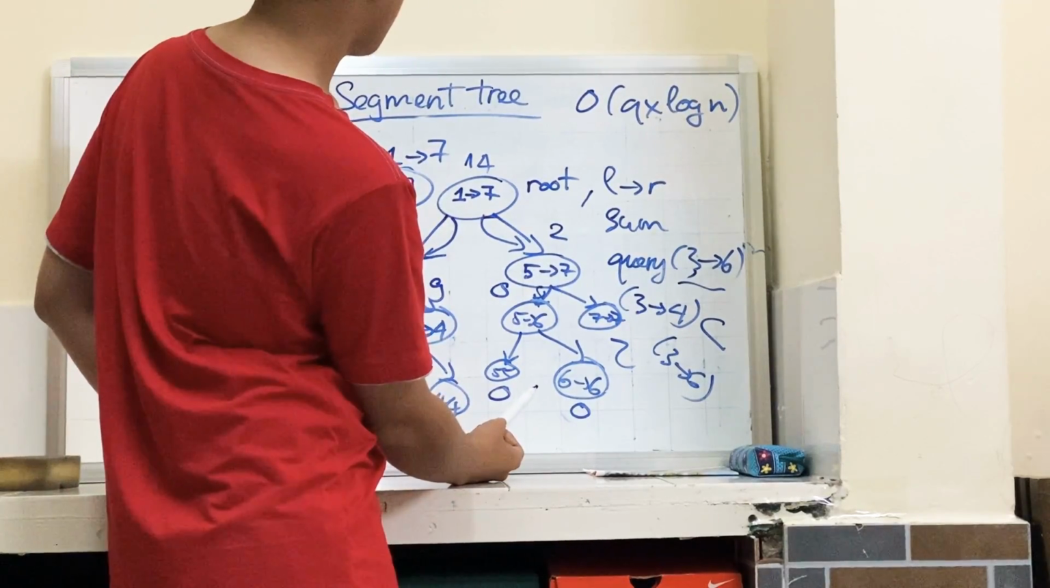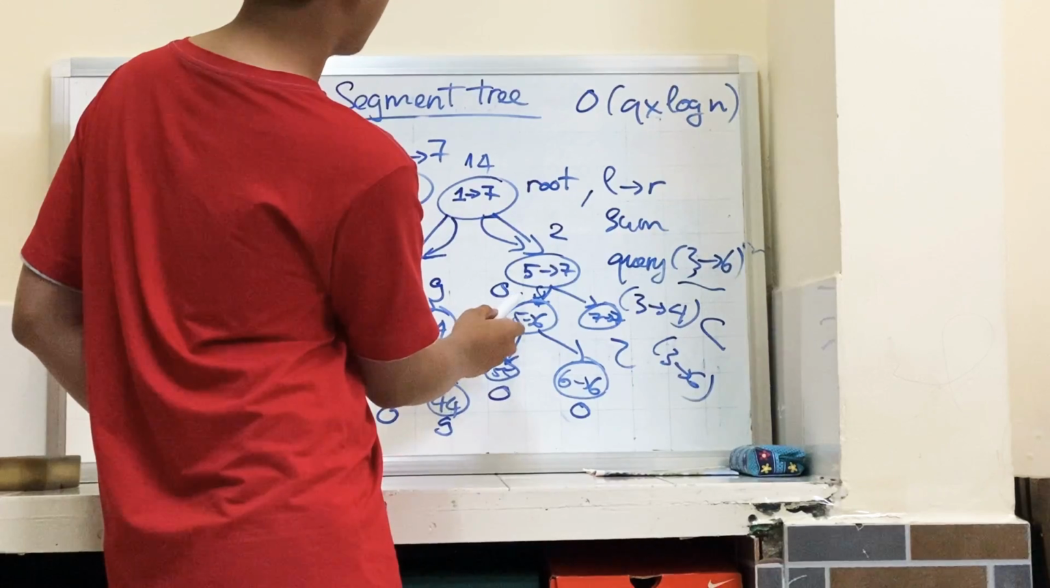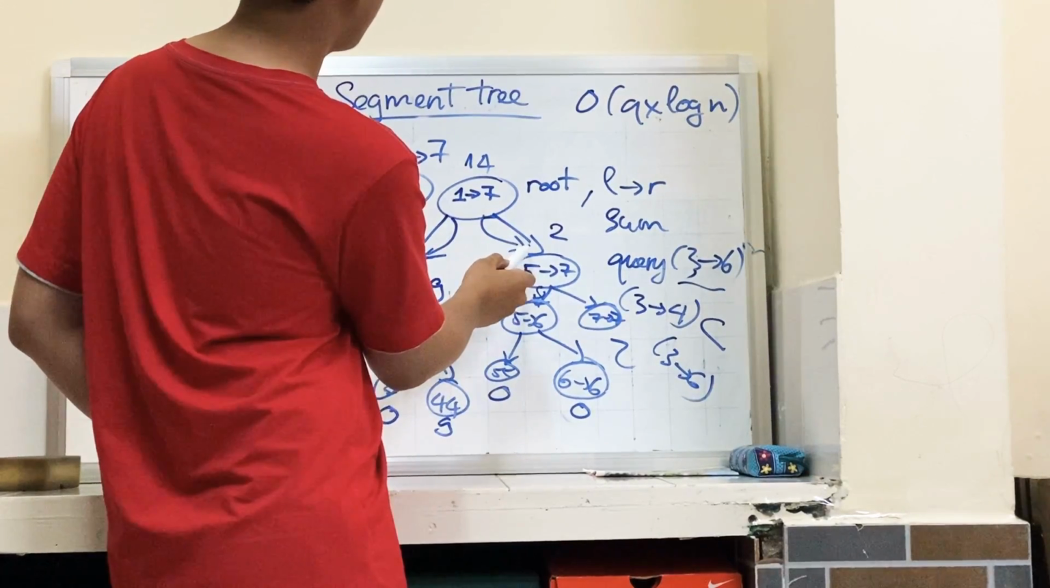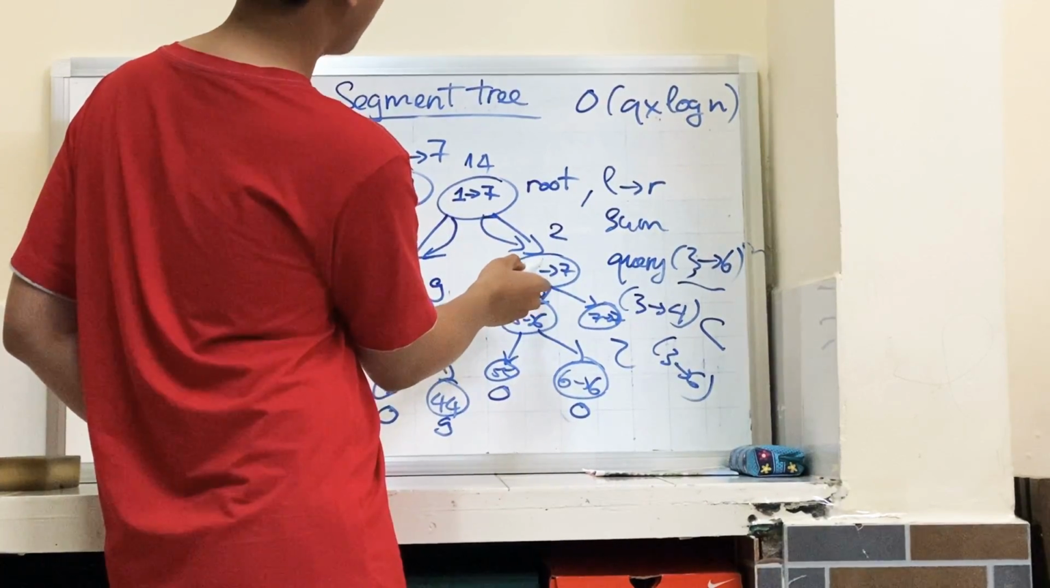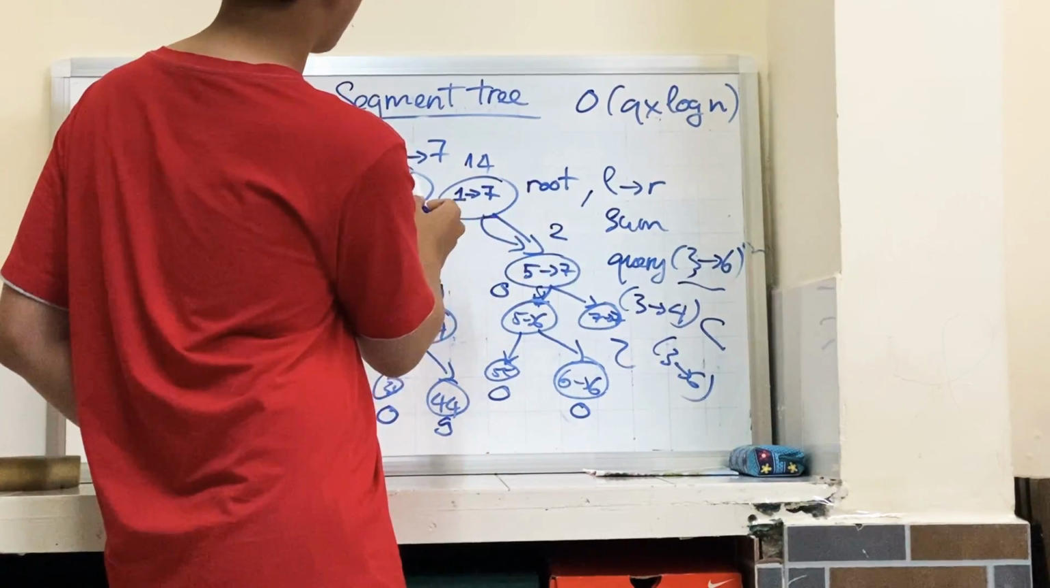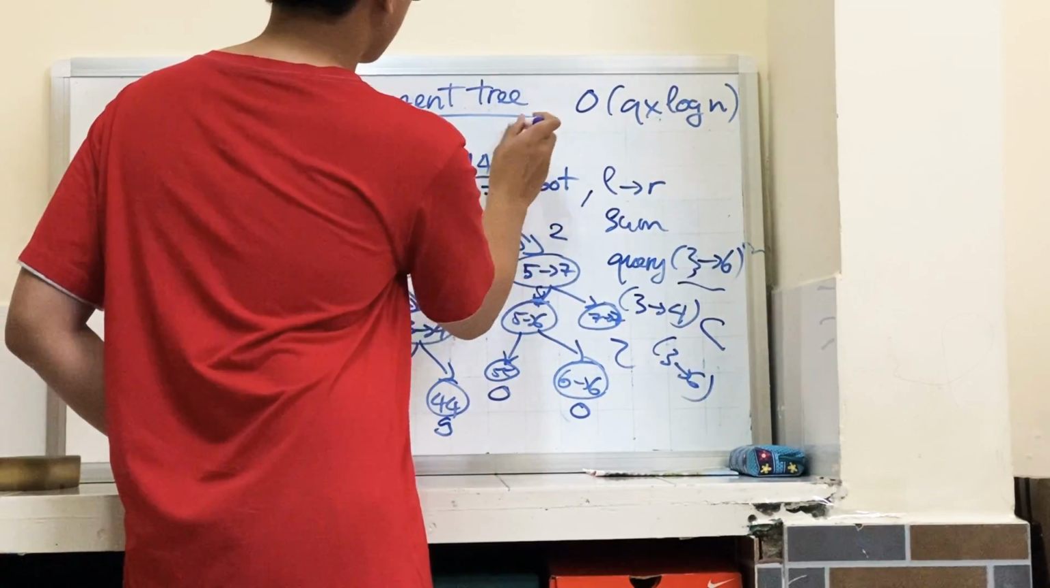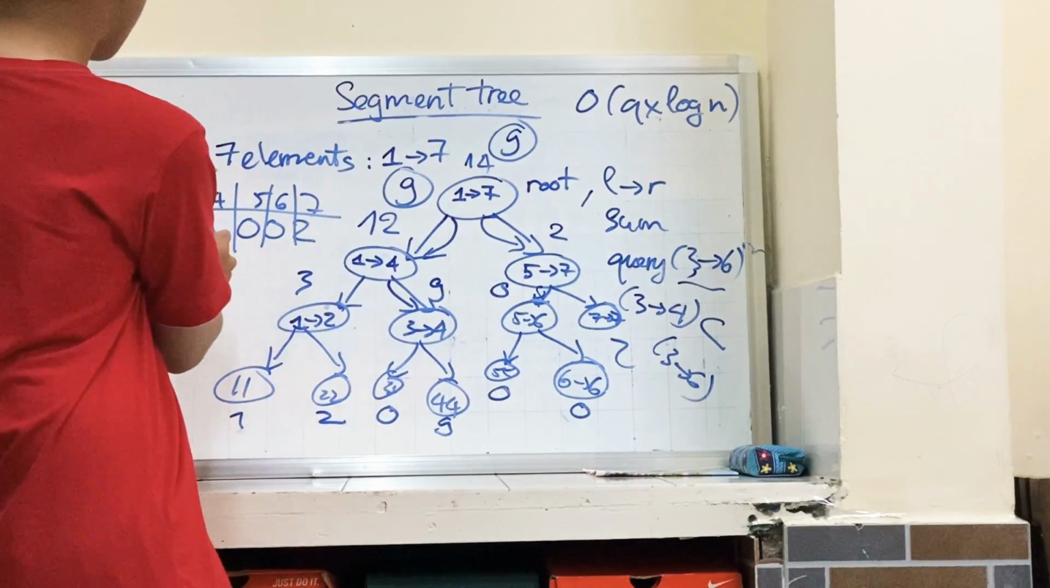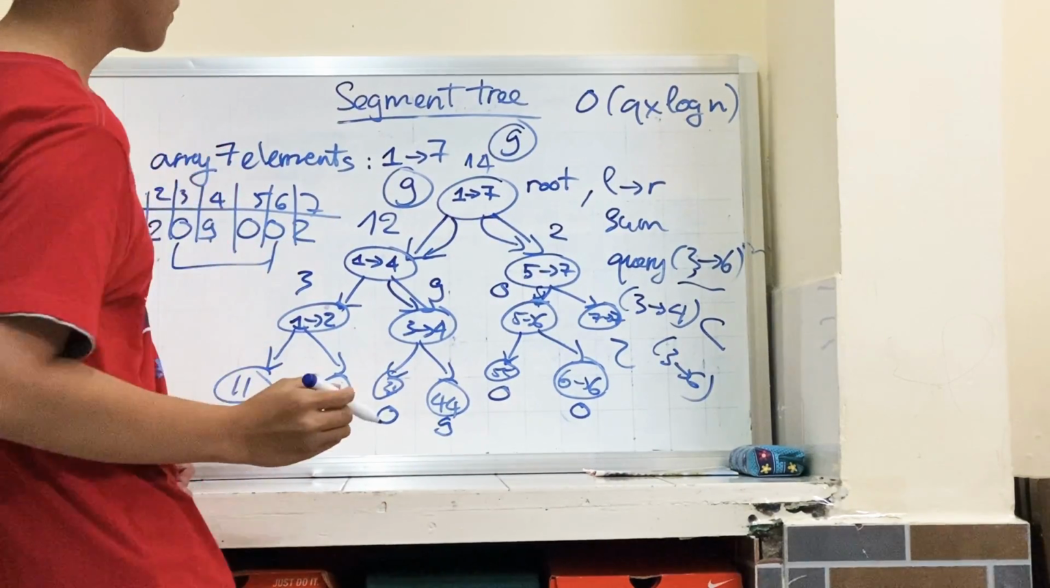Yeah, the value is 0, so you return it, and you return the 0 to this node, and 9 plus 0 is 9. So the query will be 9, yeah, 3 to 6, it's 9.